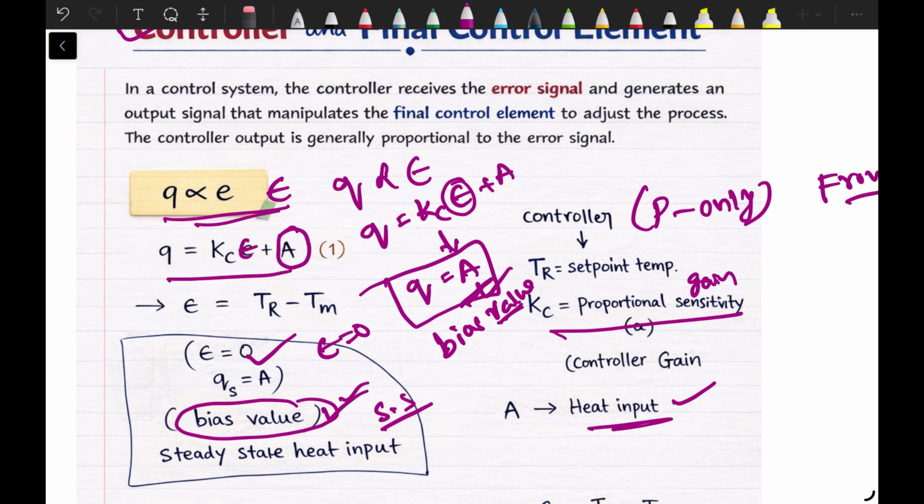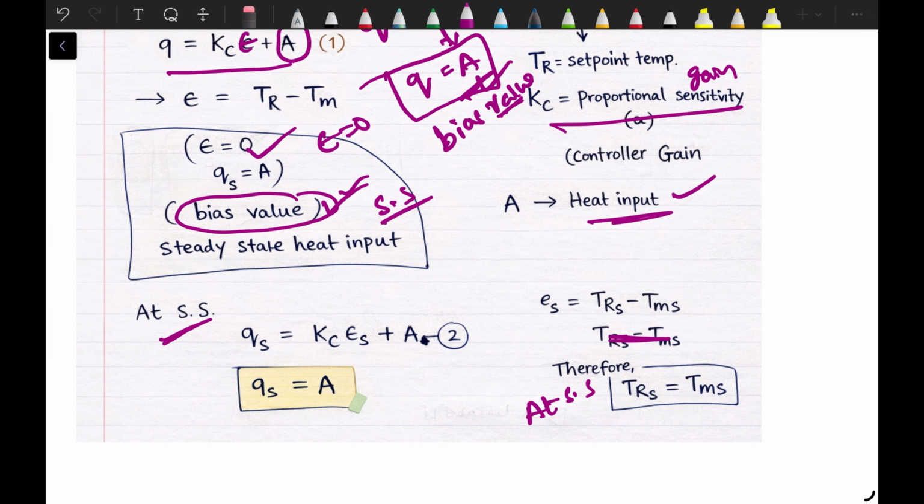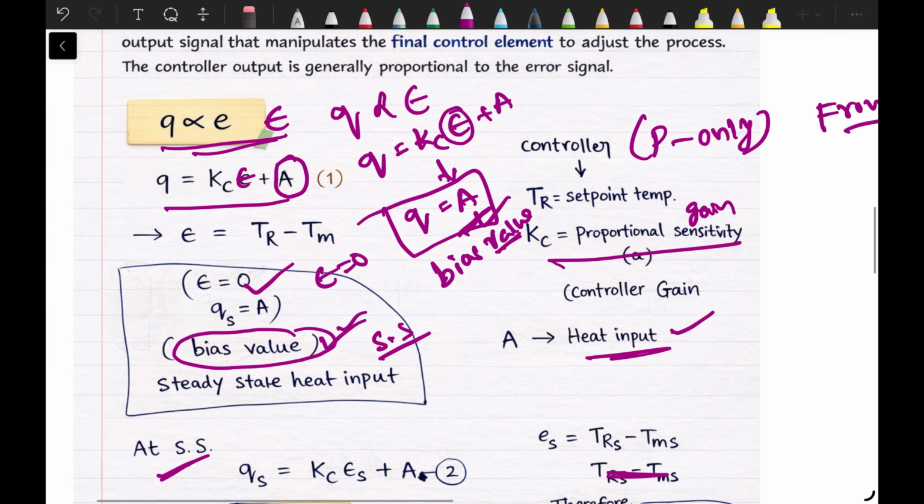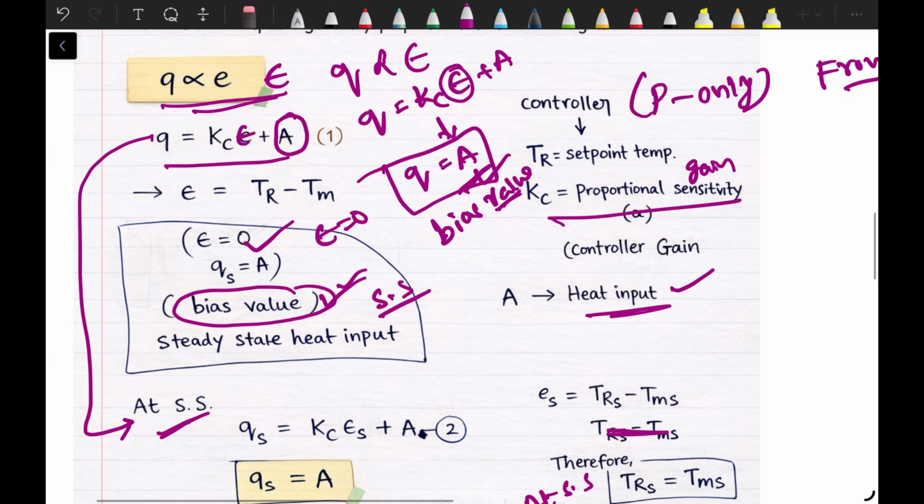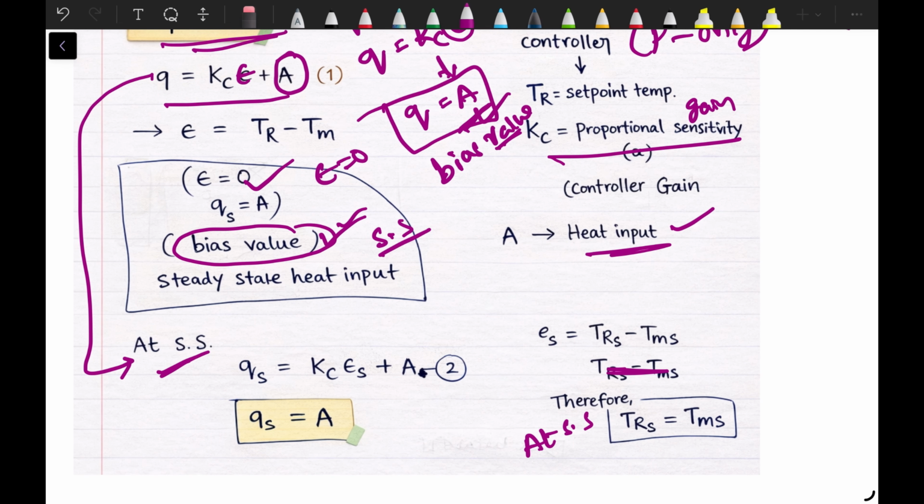Then we can write the steady state equation. At steady state, Qs is equal to Kc into Es plus A, the same equation. But at steady state, the set point equals the measured value, as we discussed. So TRS is equal to TMS at steady state.